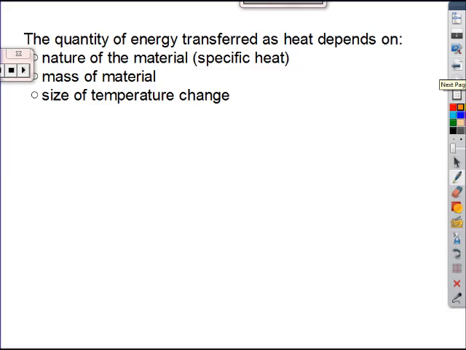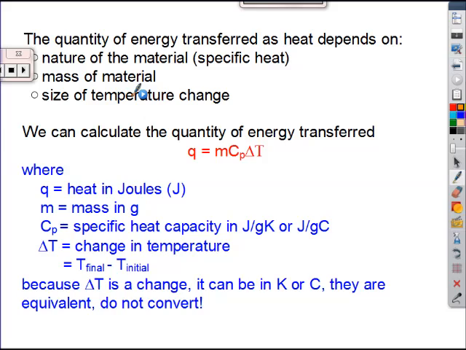When we start talking about energy, we're talking about how energy is transferred. There's some things we need to know. One thing is the nature of the material. That's what specific heat depends on, what kind of material you have. We also need to understand the mass of the material and the temperature change. And we can use this formula, Q equals mCp delta T. The little triangle here means delta. It means change in.